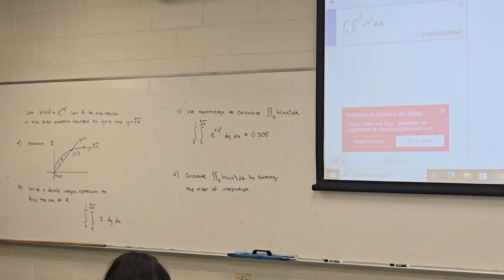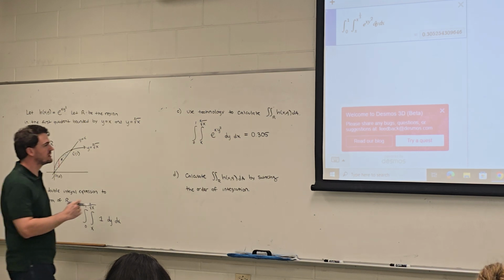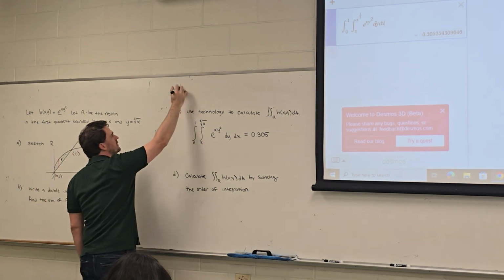So calculate the volume under the surface by switching the order of integration. A question we might have asked a second ago was, well, does it have to be dy then dx? No. So we can do dx then dy.